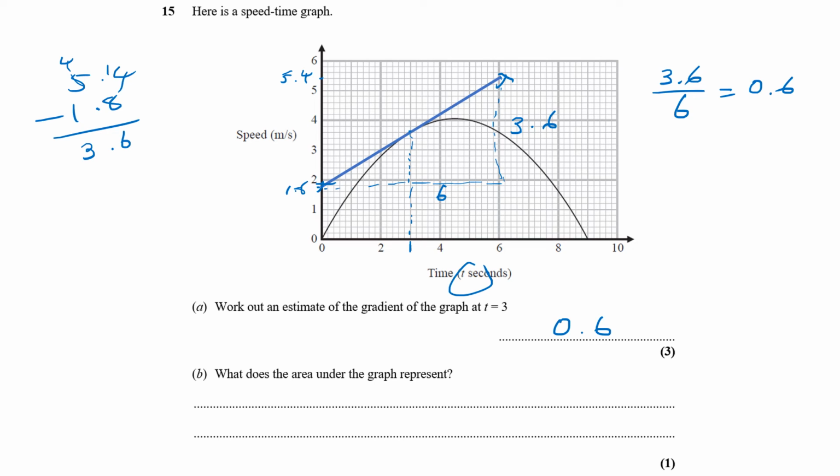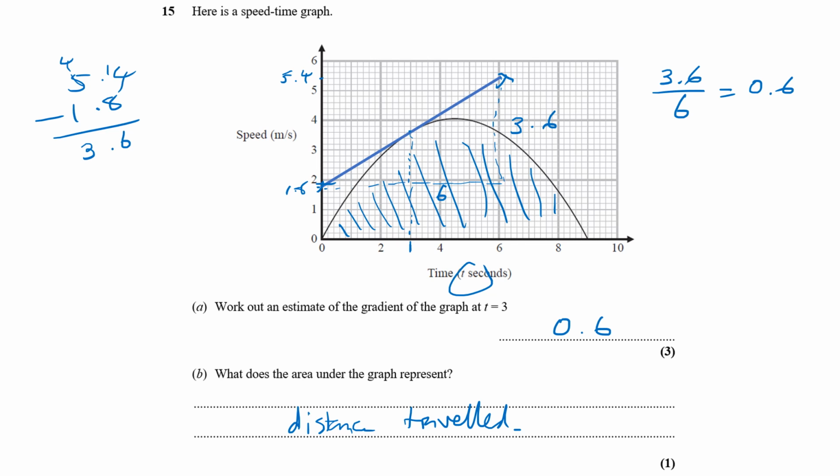The area under the graph, well, the area under the graph is this space under here. The area under the graph then is an area on a speed time graph. Now, area is when you multiply dimensions together. This is therefore speed times time. And what is represented by speed times time is distance. So this is the distance travelled. Okay. The area then represents the distance travelled, the speed multiplied by the time to get the area.